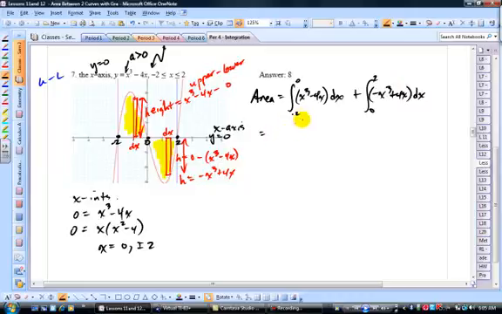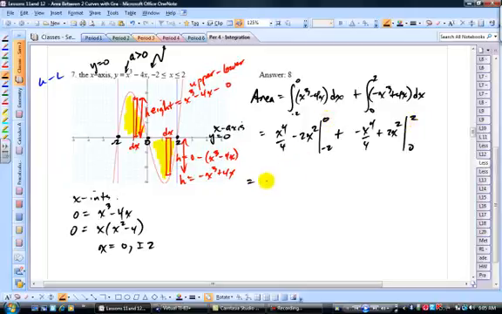So let's see what we get. My goal is 8 here. If you integrate that, you get x to the 4th divided by 4 minus 2x squared. 4x squared divided by 2 is 2x squared. Evaluate that from -2 to 0. And here, negative x to the 4th divided by 4 plus 2x squared, evaluated from 0 to 2.